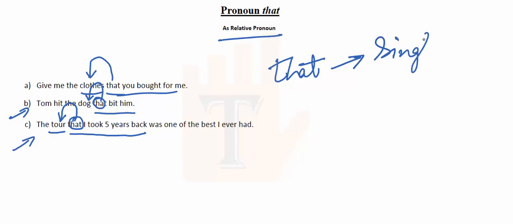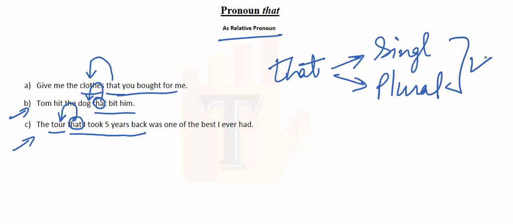So like this, that is used as a relative pronoun. Notice one thing here: that as a relative pronoun can be used as a singular as well as plural pronoun. So it has the same form. You don't need to change it for singular or plural. It can be used for both. You can see here in the examples.